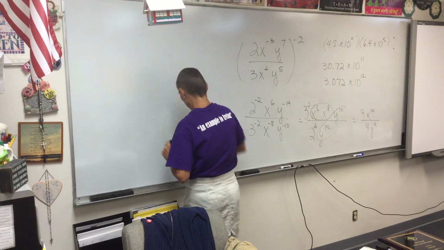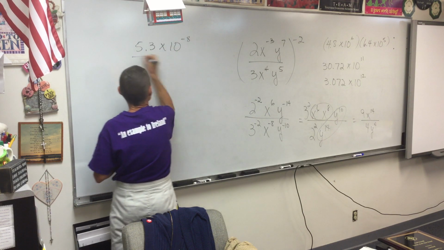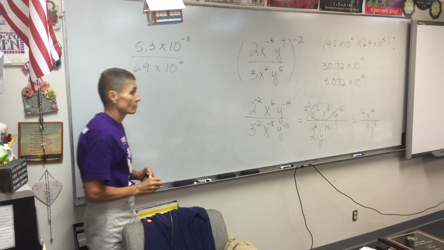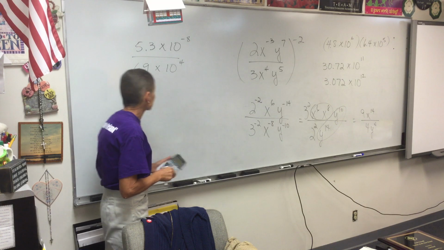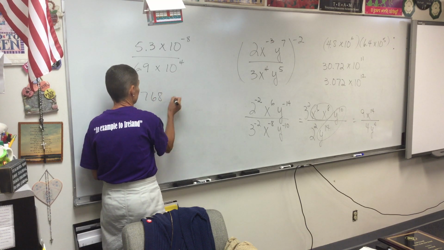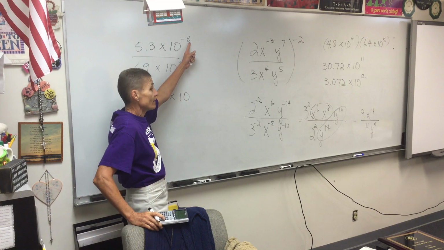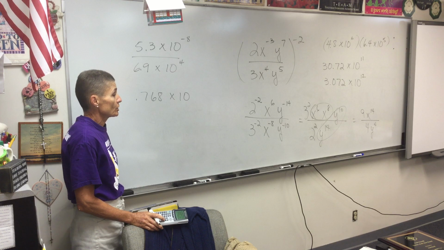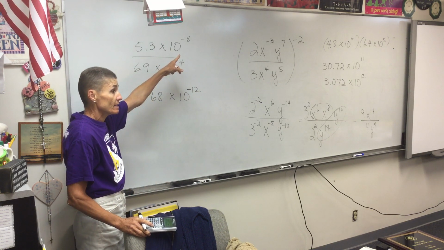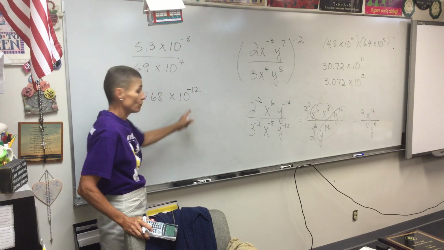Let's try a division like that. How about 5.3 times 10 to the negative 8th over 6.9 times 10 to the 4th? So for some reason we need to do this division problem. I'll take 5.3 and divide it by 6.9, and I get 0.768. I have a negative 8 on top and a 4 on the bottom. I can't have a fraction in scientific notation, so I'm going to have to subtract my exponents and get negative 12. Are you okay with that? Negative 8 minus 4. Remember, when you divide, you subtract exponents. So negative 8 minus 4. Are we okay with that?